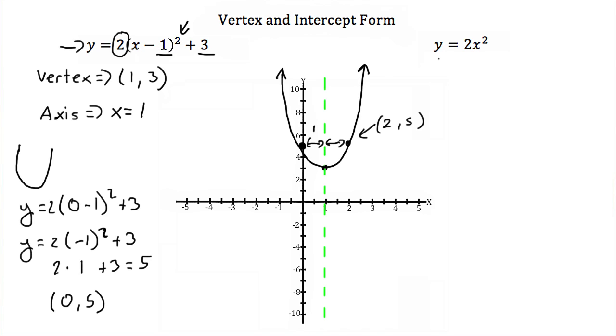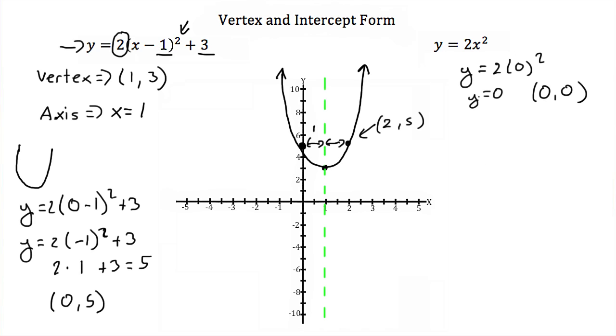Now let's look at the equation y is equal to 2x squared. This is very similar to our first equation, y is equal to 2 times (x minus 1) squared plus 3, except we don't have our vertex information in here. So let's just plot a couple points. We'll pick x is equal to 0. If we plug that in, we get y is equal to 2 times 0 squared. And 0 squared is 0, times 2, so y is equal to 0. So we have the point (0, 0).